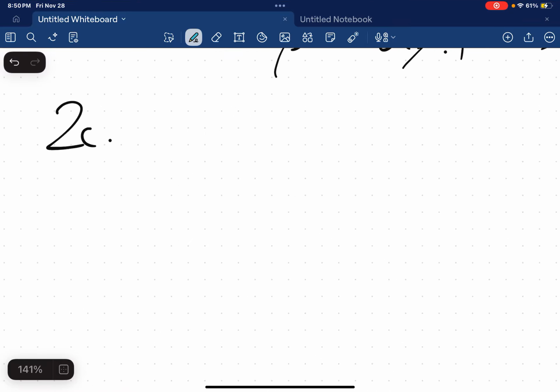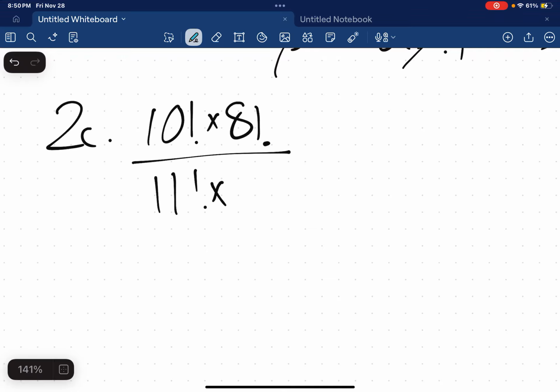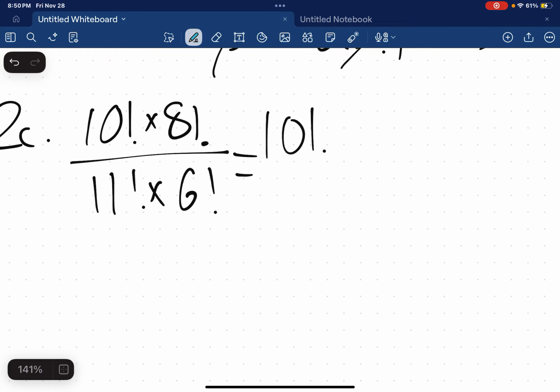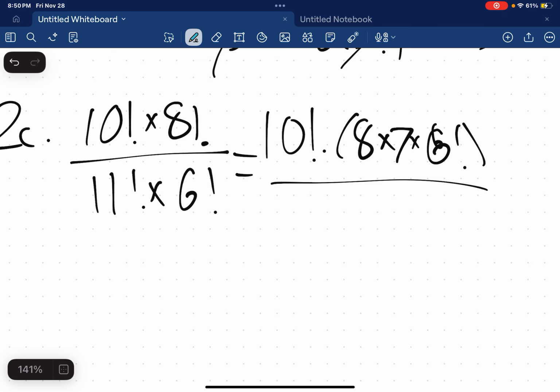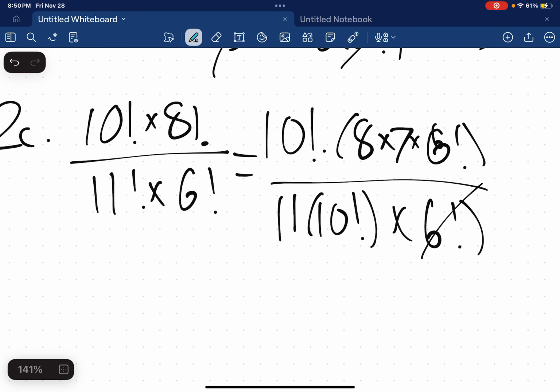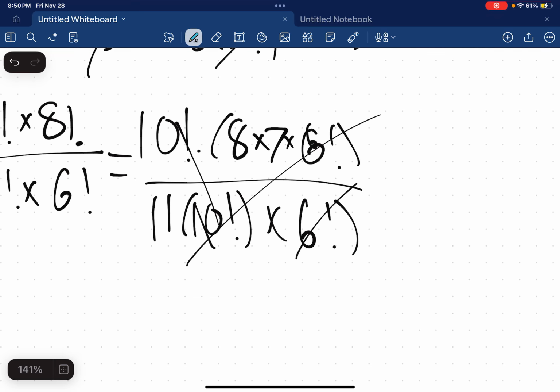2c, we have 10 factorial times 8 factorial over 11 factorial times 6 factorial. Remember, this is going to stay 10 factorial, but now our 8 factorial is going to become 8 times 7 times 6 factorial, and down here is going to become 11 times 10 factorial times 6 factorial. Cancel all of this out. Left with 8 times 7 divided by 11, which is just going to be 56 divided by 11.